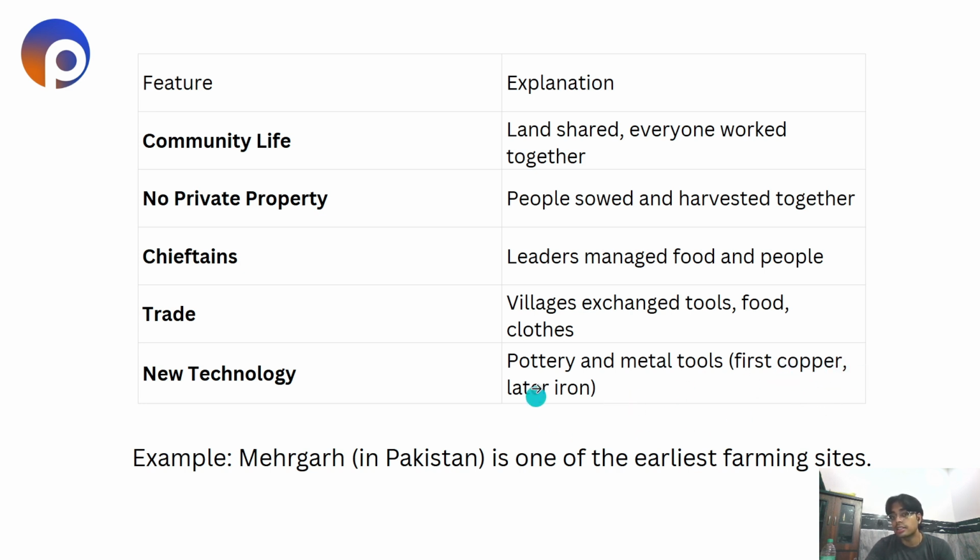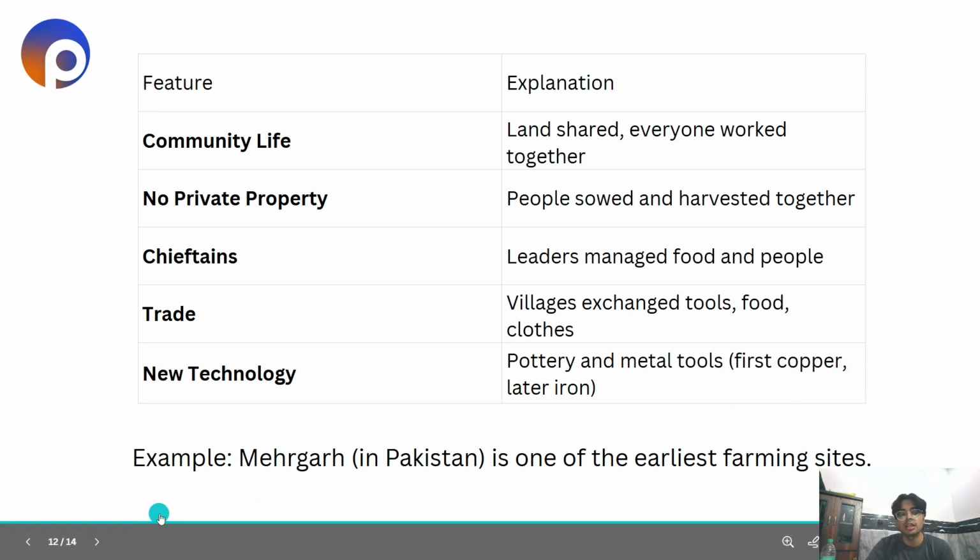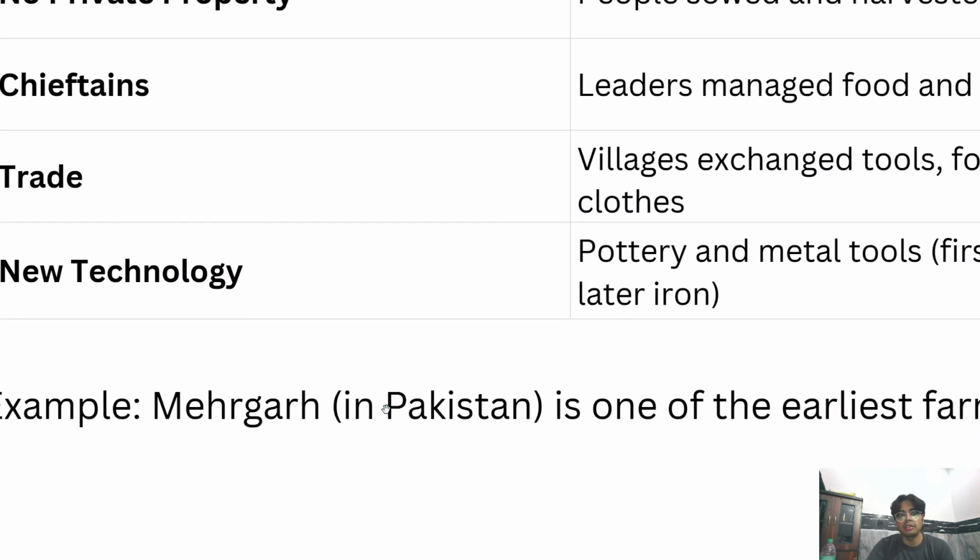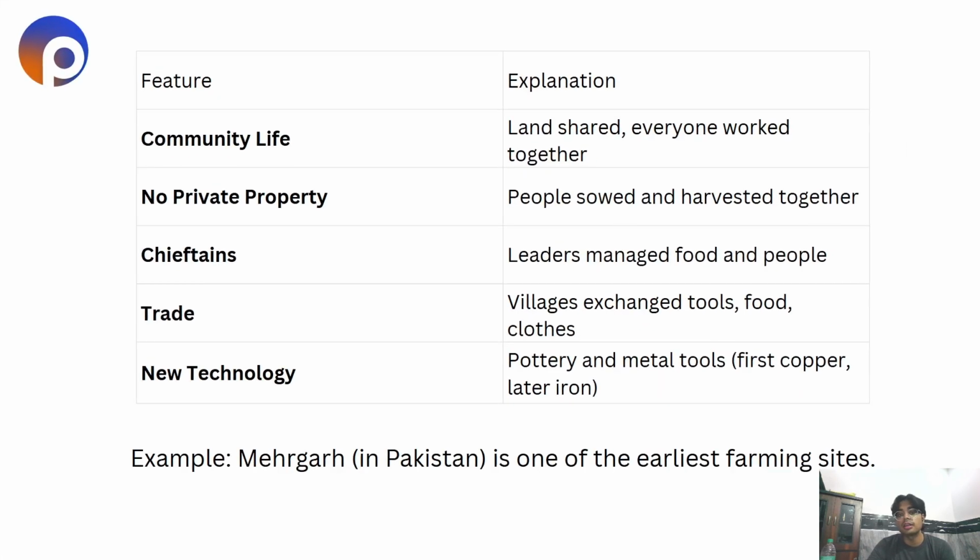Firstly, copper was used, and then later on, the Iron Age took place. If we look at an example, it is Mehrgarh, which is currently in Pakistan. It is one of the earliest farming sites that was present in the Indian subcontinent.